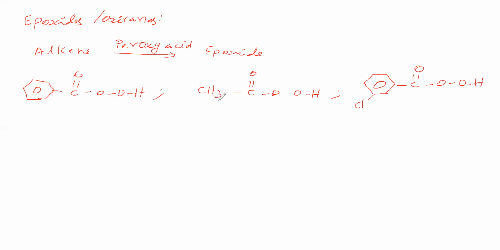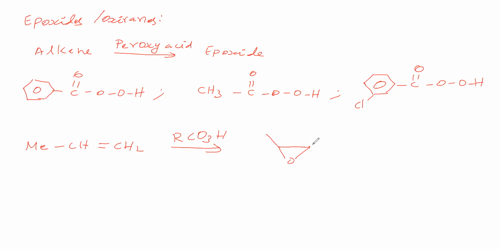Why are they called peroxy acids? Because the OH group is responsible for acidic nature. The OH group is giving H plus. Therefore, these are called peroxy acids. So now we will take alkene and add peroxy acid. What we are getting is epoxide. Epoxide means cyclic ether. Cyclic ether is called epoxide. What is the name of this epoxide? That we will see.